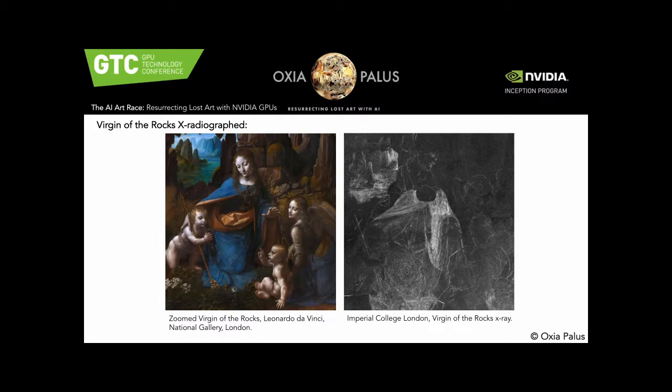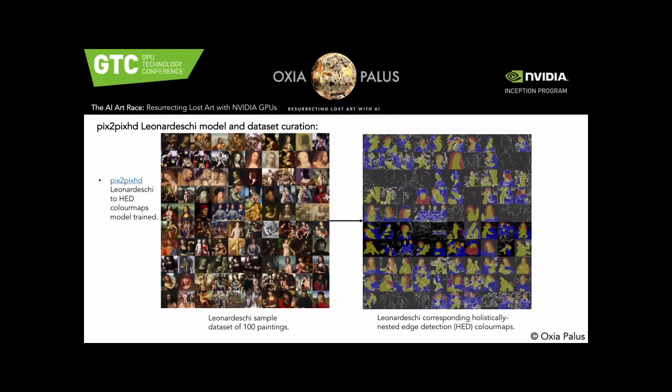So what researchers have found is that when you X-ray the Virgin of the Rocks piece in the National Gallery, there's actually an underlying sketch that Leonardo made of a woman and a child and an angel. The image on the right is an X-ray performed by researchers at Imperial College London. And we're going to use this image to reconstruct a possible version of what this sketch or painting could have been. To do that, we trained a pix2pixHD model on a set of Leonardo da Vinci paintings.